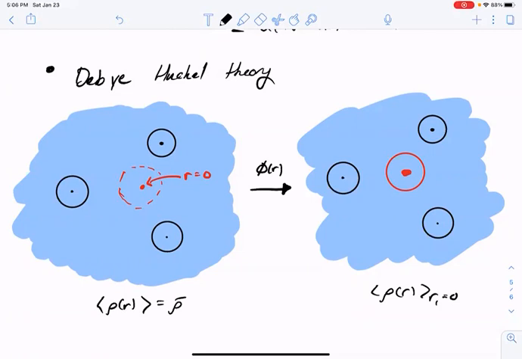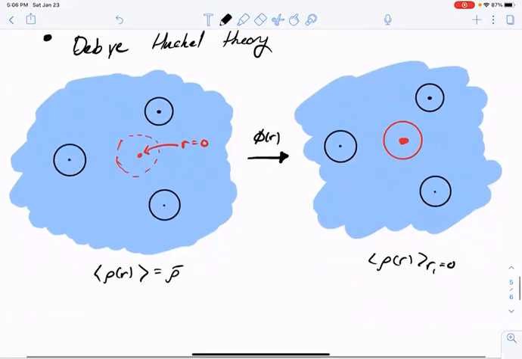Okay, so hopefully the setup is clear. We have a solution of ions. We're going to turn on a potential at the origin and ask, how do the ions reorganize? How does the density field associated with those ions change?